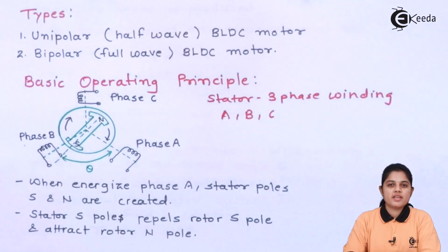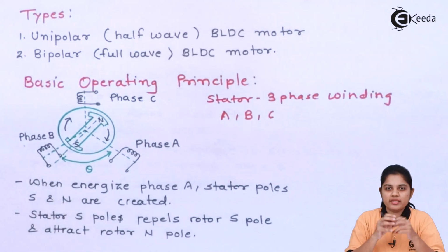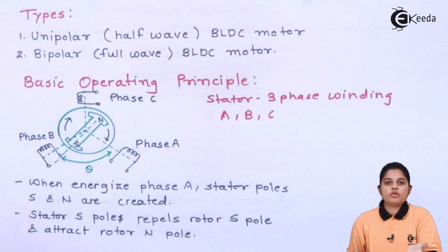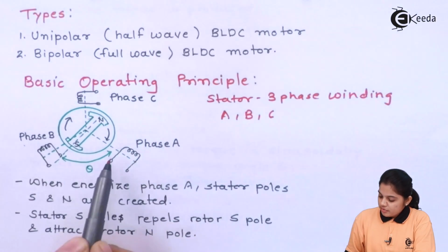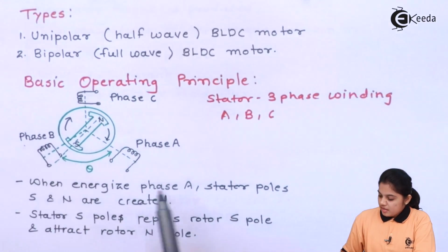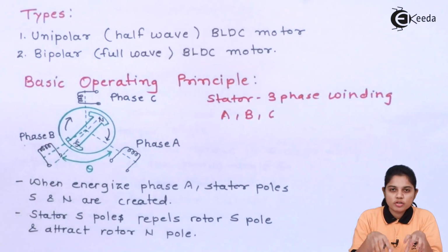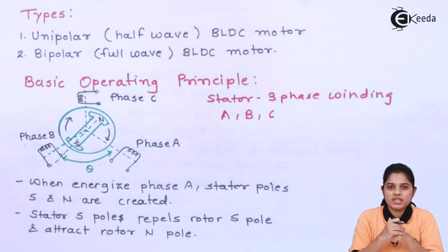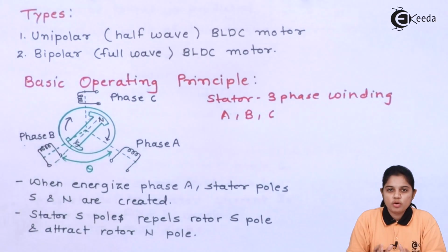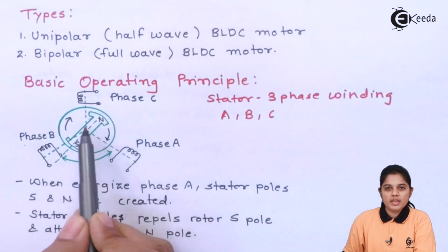Input supply is given to these windings. Depending on that, current will be produced across the stator, and that will make the rotor rotate in a particular manner. As we have discussed, whenever phase A is energized, stator poles S and N are created. To create the south pole and north pole, there should be a magnetic field present, and to produce the magnetic field you need to supply some energy, that is a 3-phase AC supply, to the motor. Whenever this phase is energized, the south pole and north pole will be formed.